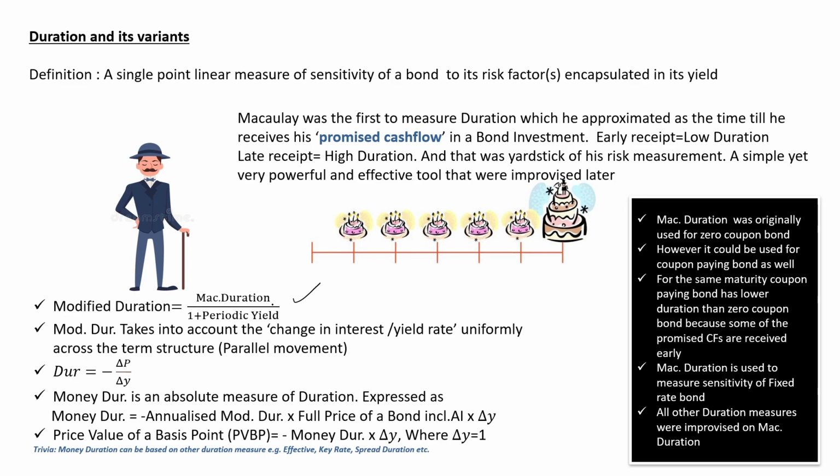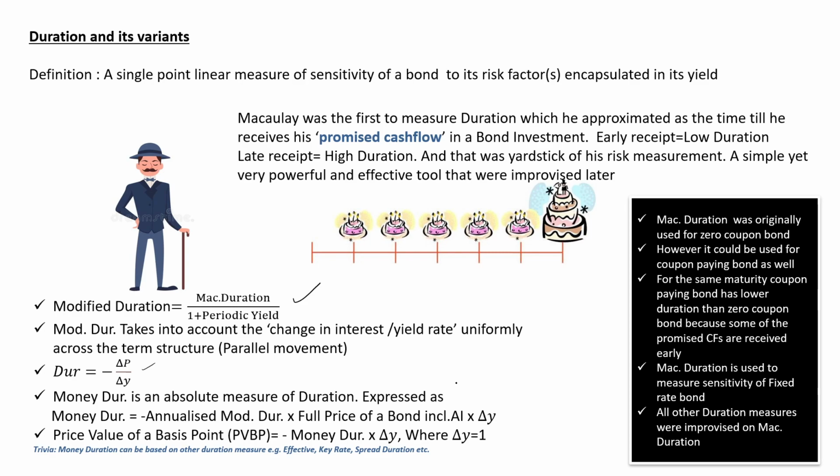Modified duration is closely tied with MAC duration, which is nothing but the Macaulay duration divided by 1 plus the periodic yield, which takes into account the current situation. Modified duration takes into account the change in interest or the yield rate uniformly across the term structure. Duration is nothing but this; this is what the formula is.